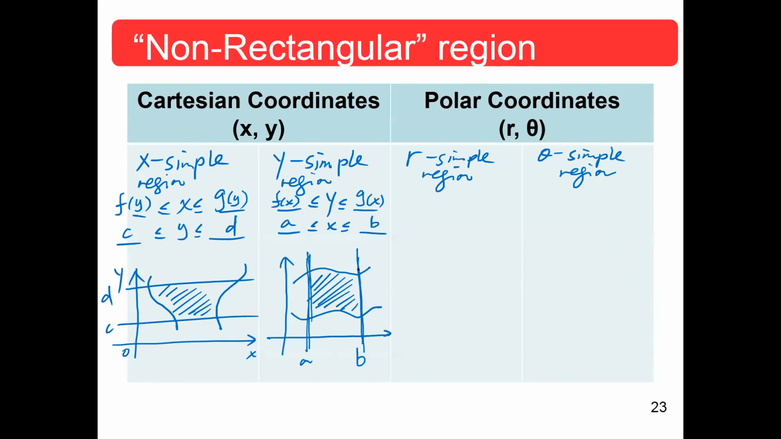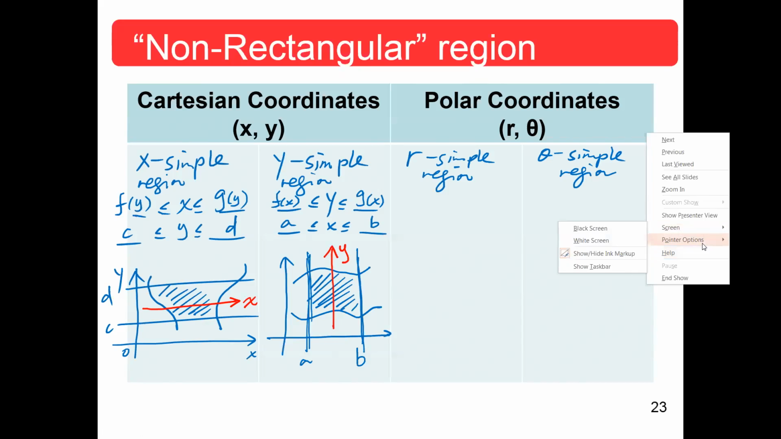Did we talk about one way to identify whether it's X simple or Y simple very quickly? By drawing the arrow, right? You guys recall the arrow drawing? For X simple region, you draw an arrow horizontally, following the X direction. For Y simple region, you can draw an arrow going through this region vertically. Oh, sorry, the first one is horizontal, the second one is vertical. So X simple and Y simple. We can use a similar idea for R simple and theta simple.